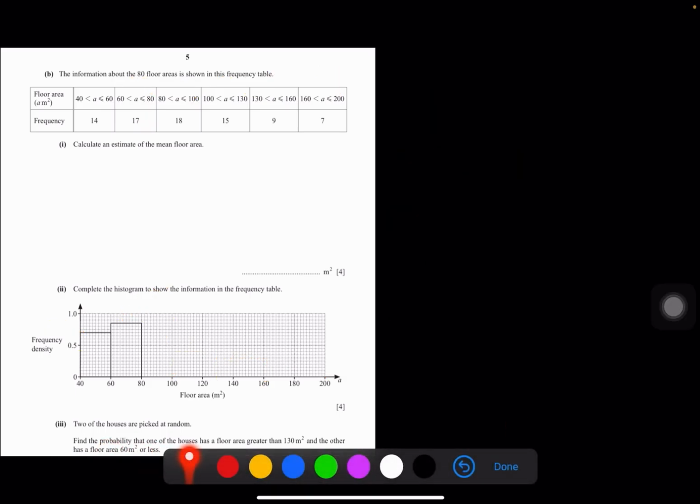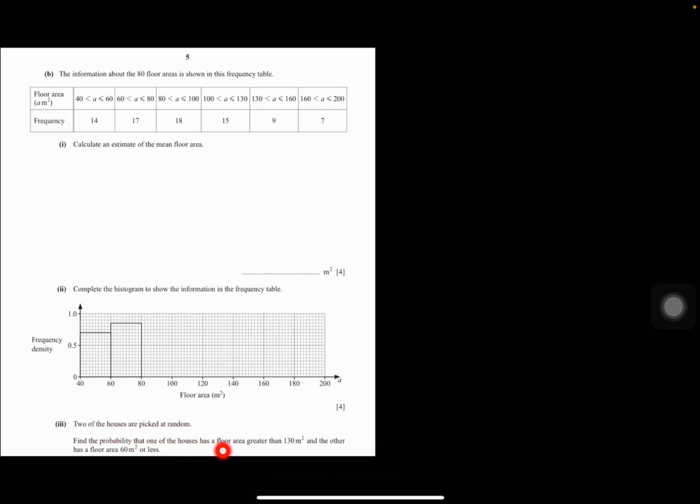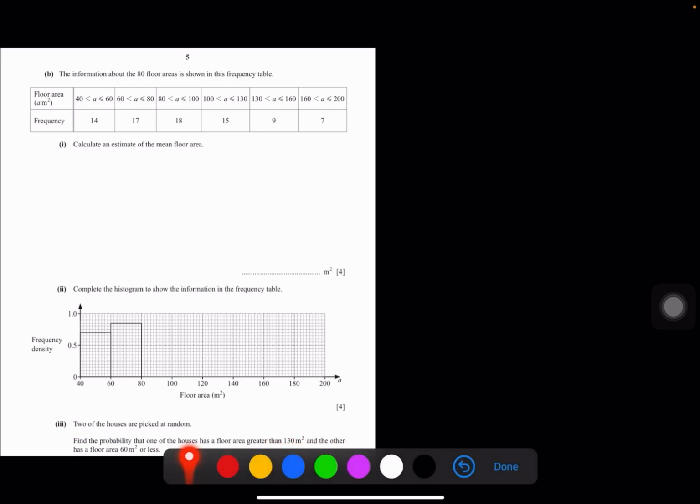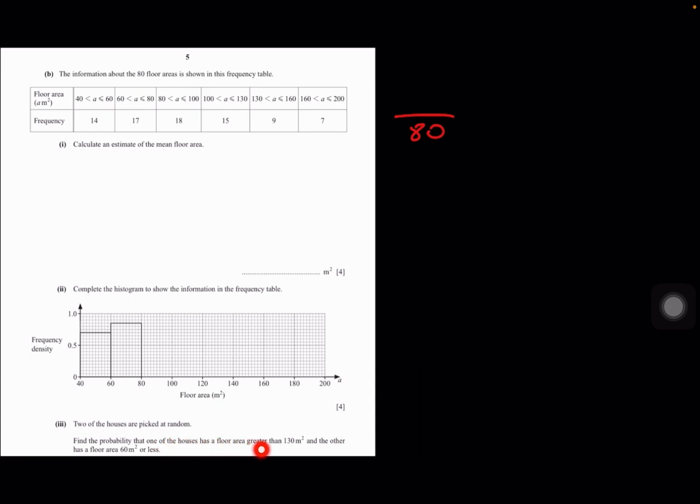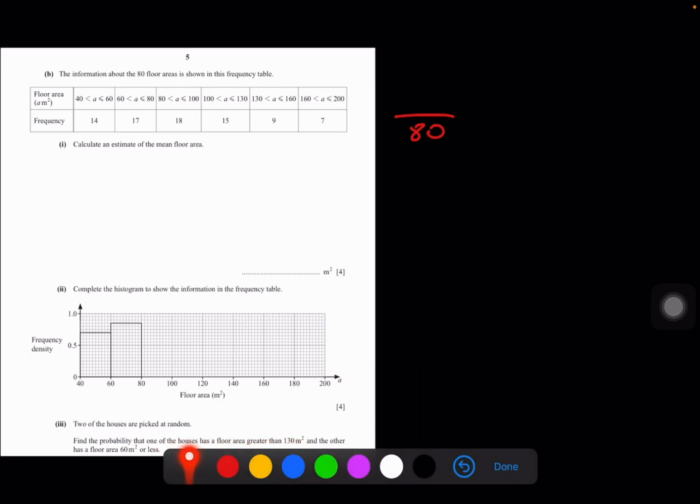And the last one. Two of the houses are picked at random. Find the probability that one house has a floor area greater than 130 square meters and the other has a floor area of 60 square meters or less. We have to remember there are 80 houses in total. That's why we have to write 80 here. And they ask for the probability that one of the houses has a floor area of 130 square meters or greater. There are 9 and 7, totally 16 of this kind of house.